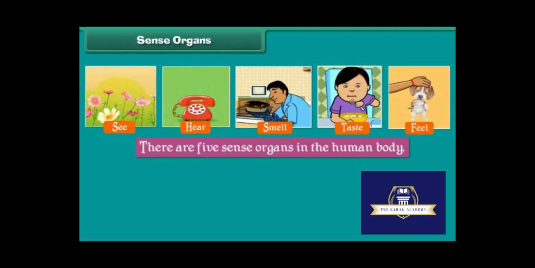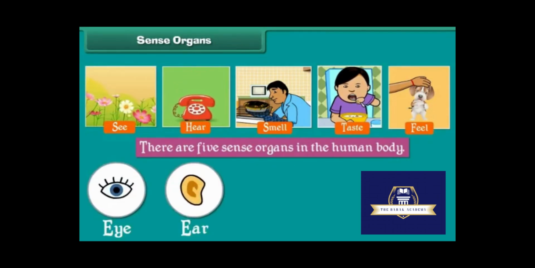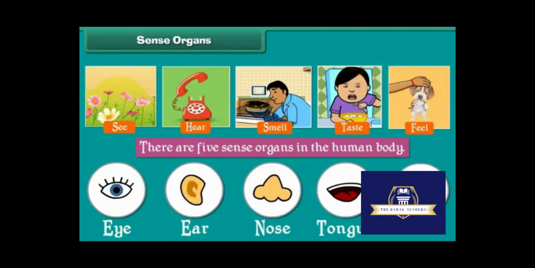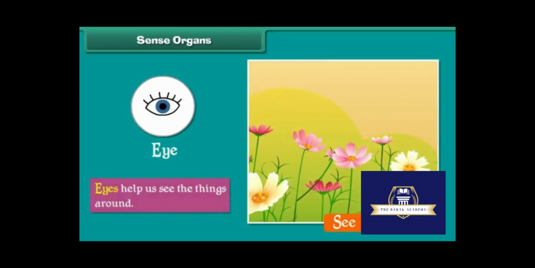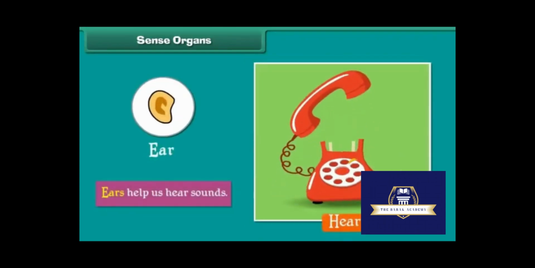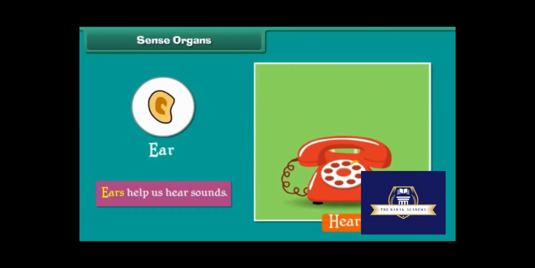There are 5 sense organs in the human body. They are eyes, ears, nose, tongue and skin. Eyes help us to see the things around. Ears help us to hear sounds.